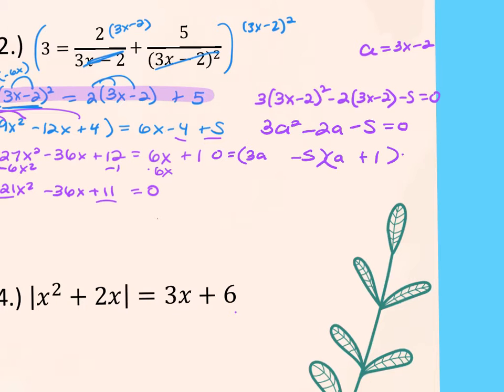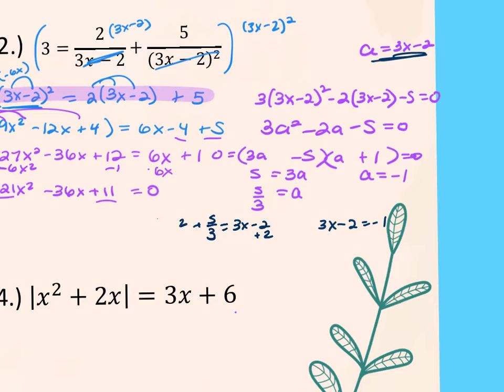Set them each equal to 0. And I'd get 3a equals 5, a equals 5/3, and a equals negative 1. But again, we're solving for x. So I have to then say 5/3 equals 3x minus 2, and 3x minus 2 equals negative 1.